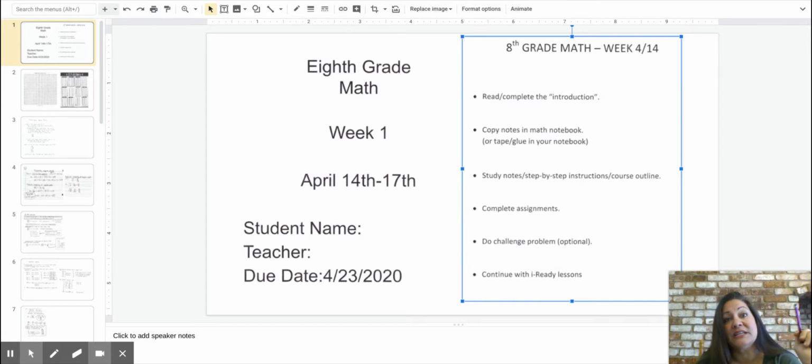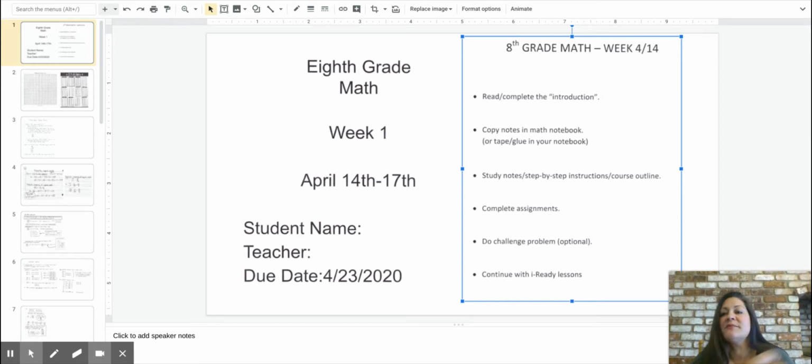Then we're going to look at the study notes, which is actually from the red resource folder. And then there is a step-by-step instructions from the course outline. We're going to complete the assignments. There are 4 for this week. And then if you would like to, there's a challenge problem, which is kind of cool. And then for your enrichment, you can continue with your iReady lessons. Other good enrichment activities are going to be Prodigy, SumDog, Khan Academy, anything where you are just continuing your learning.